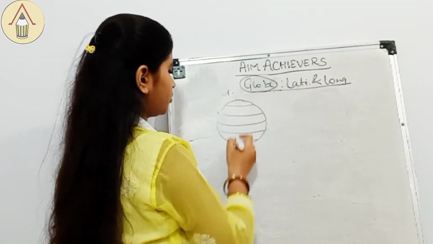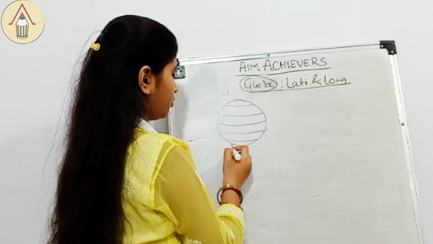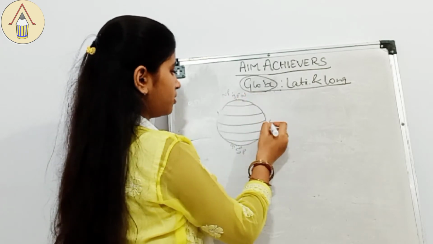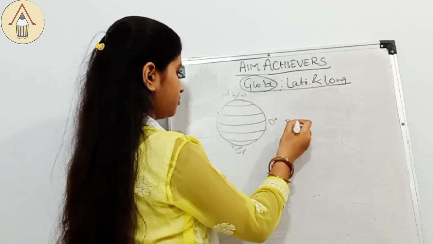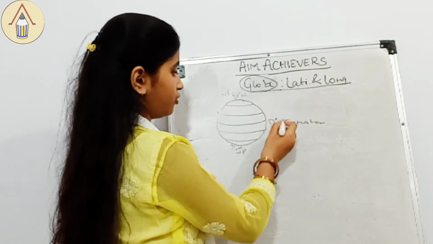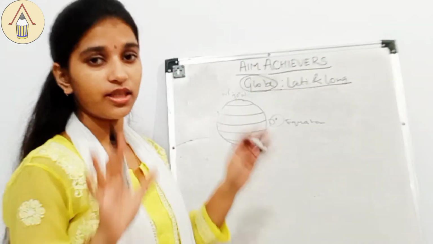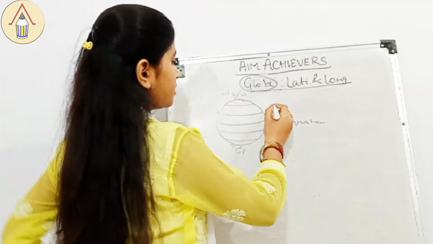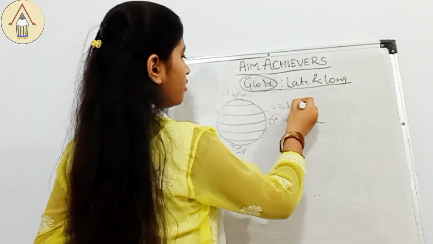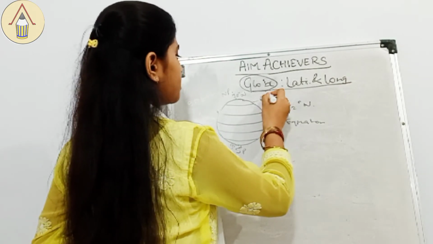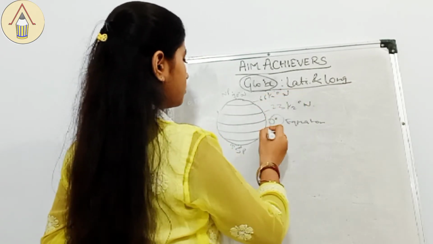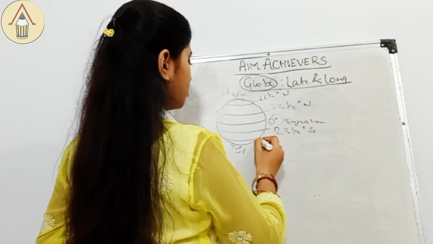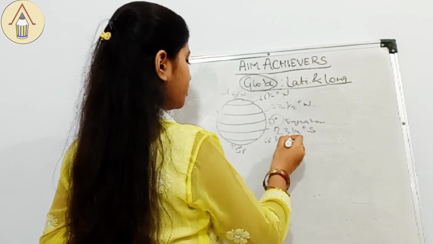This is North Pole, this is South Pole, both 90 degree south, 90 degree north. This is 0 degree equator. No north or south will be noted for equator. 0 degree is 0 degree. Neither north, neither south. Okay. Then comes 23.5 degree north, 66.5 degree north, 23.5 degree south, 66.5 degrees south.